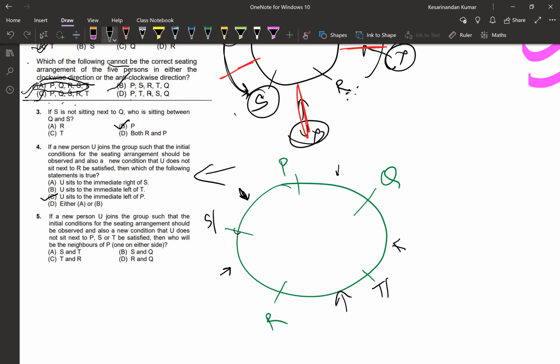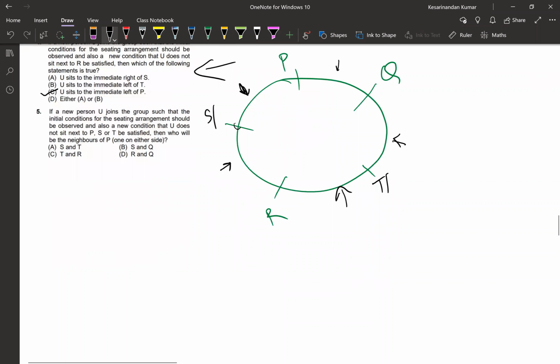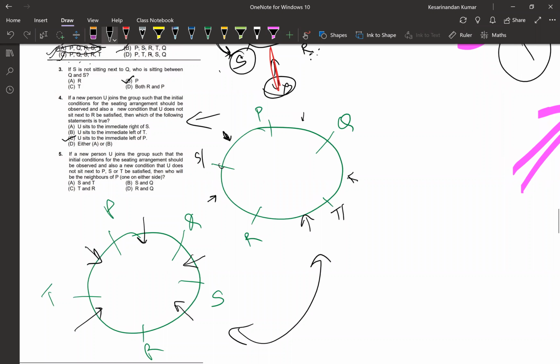Then it is being asked who will be the neighbors of P, but we have one more criteria. The same one. P, T here, Q here, R here, and S will be here because we had the second one. So you will not sit here, you will not sit here, you will not sit here because of S, and you will not be the neighbor of T as well. So using these two criteria, it is being asked who will be the neighbors of P. So who will it be, guys? Neighbors of P?